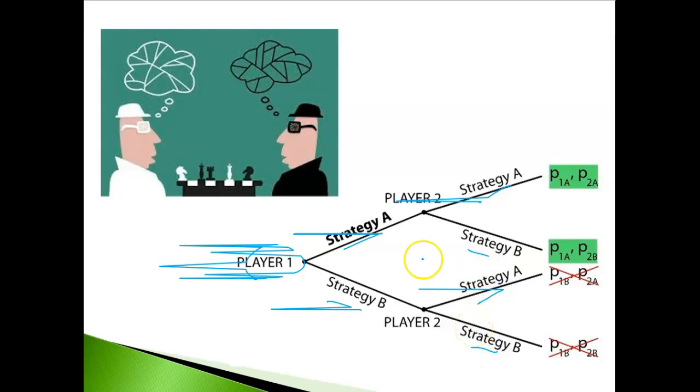Here's the thing though. Player 2 needs to make that choice of A or B before player 1 has made their choice of A or B. So if you're player 2, how do you make the choice? Because depending on the choice, your outcomes, seen over here, look different. So how do you make that choice?